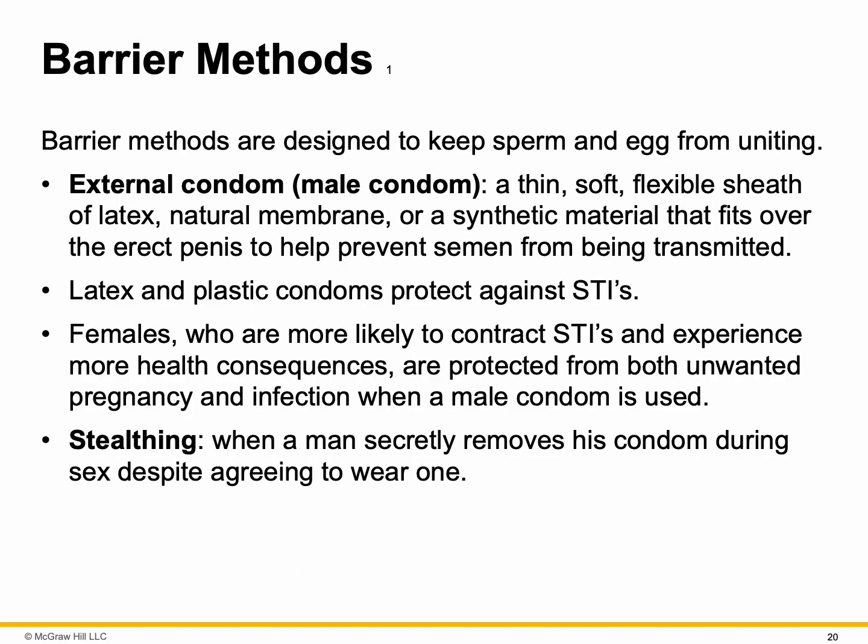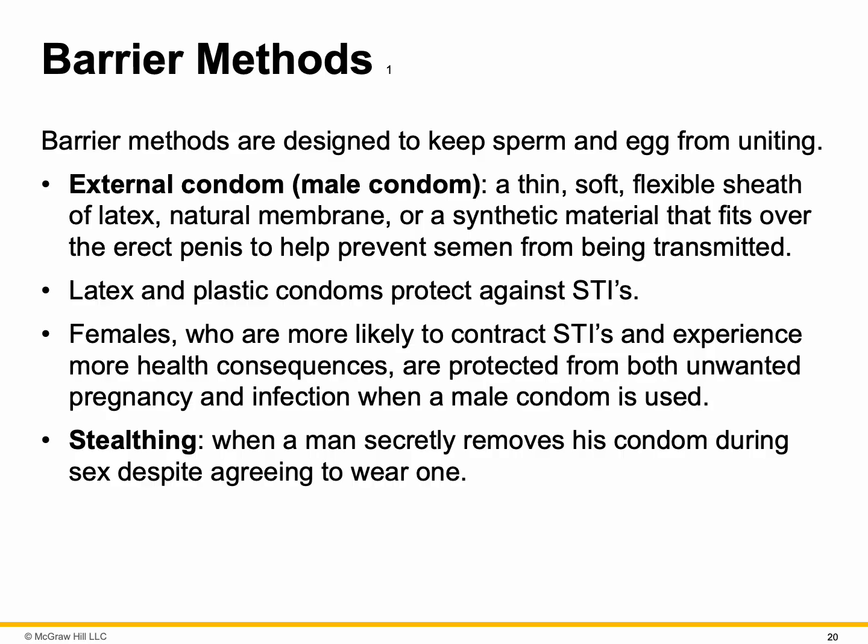All right, so the next form of contraception we'll talk about are barrier methods. Barrier methods are designed to keep the sperm and egg from uniting. The most well-known form of a barrier method is the condom. A condom, or sometimes called a male condom or an external condom, is a thin, soft, flexible sheath of latex, plastic, or lambskin that fits over the erect penis to help prevent semen from being transmitted, obviously, to the egg.